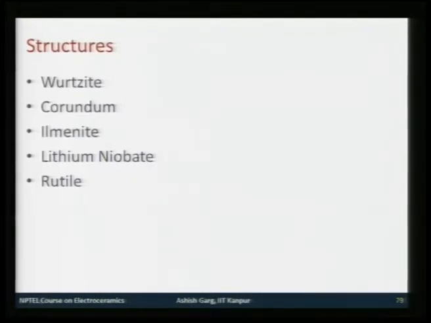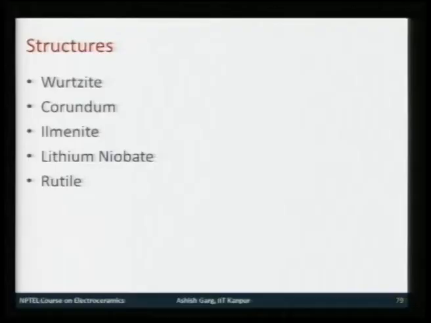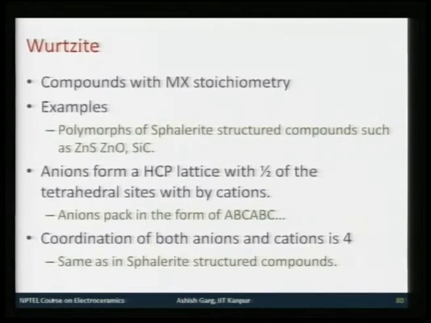It is a polymorph of the previously studied sphalerite, or zinc sulfide, or zinc blende structure. You have Corundum, which is the parent structure of alpha alumina. Then you can have ilmenite, lithium niobate, and rutile. So we will go through these one by one in this lecture. So Wurtzite, we will start with Wurtzite.